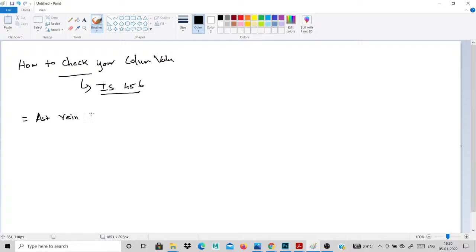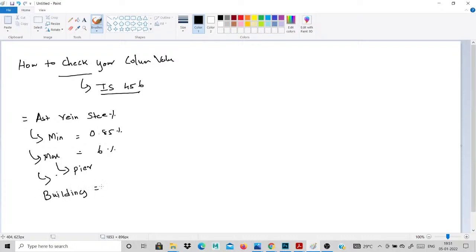The reinforcement steel percentage is there. The minimum percentage for your column is 0.8 percent. The maximum percentage of steel is 6 percent, 6 percent maximum for pier construction, bridge pier construction. For normal building, residential building, commercial building, it goes for 4 percent. For economical, it goes for 2 percent.